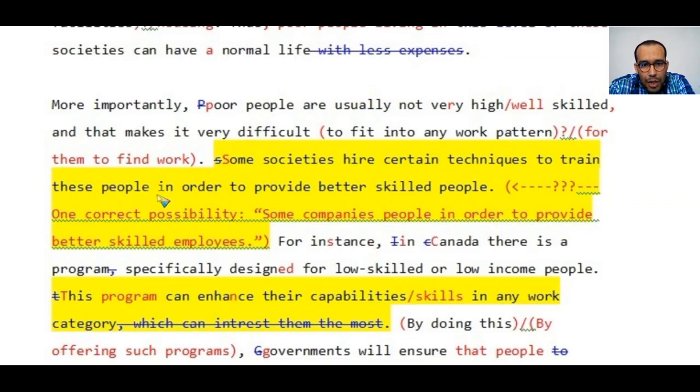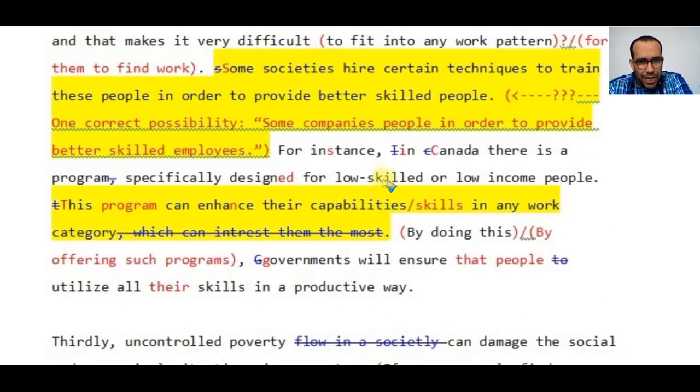to train them so they can provide. Instead of that, maybe the student should have said some societies should hire experts to train these people in order to provide better skilled people. Maybe that's the idea but the way it was originally expressed is 100% not easy for us to understand, and therefore we need to cross that out as not good expression of the idea.